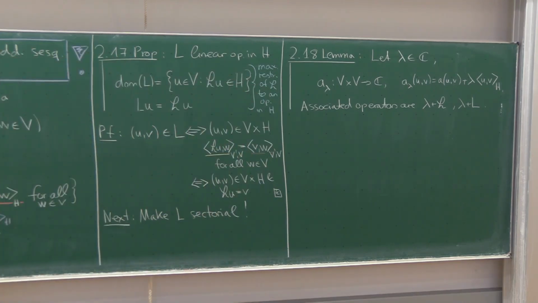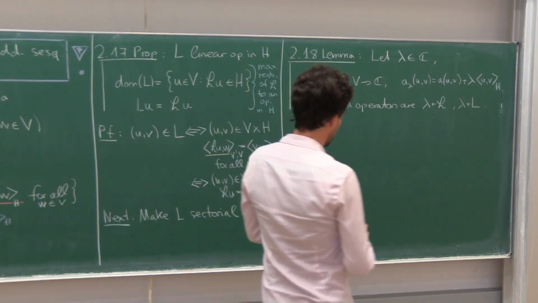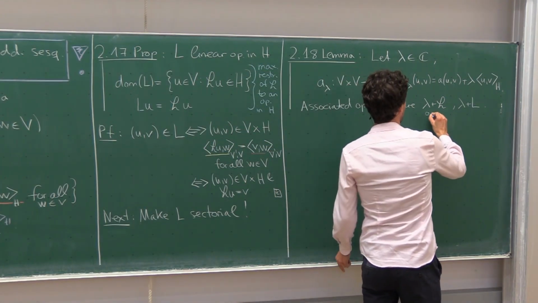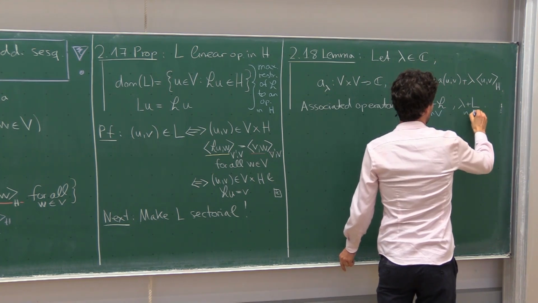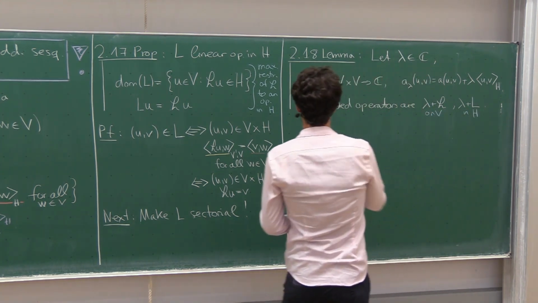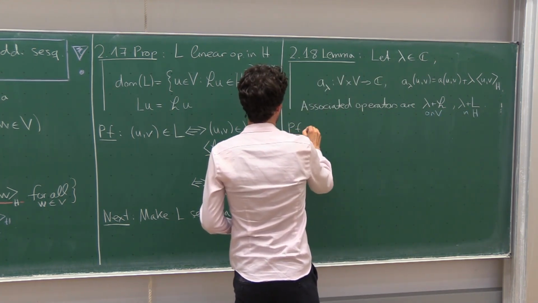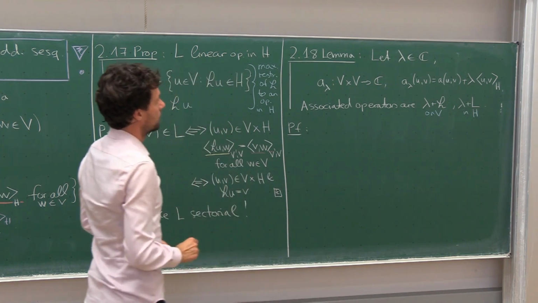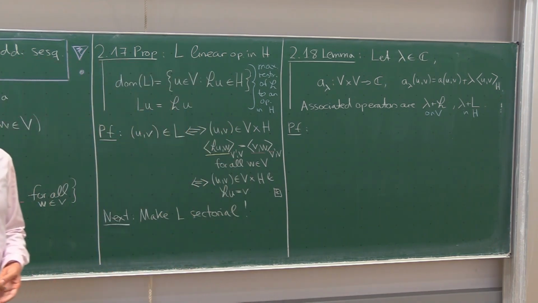So, what do I have to do in order to make that work? Well, let's check some properties. Okay, so I should say that this is on V and this is in H. Okay, so for the proof, first of all, the A lambda, is it bounded as a sesquilinear form?